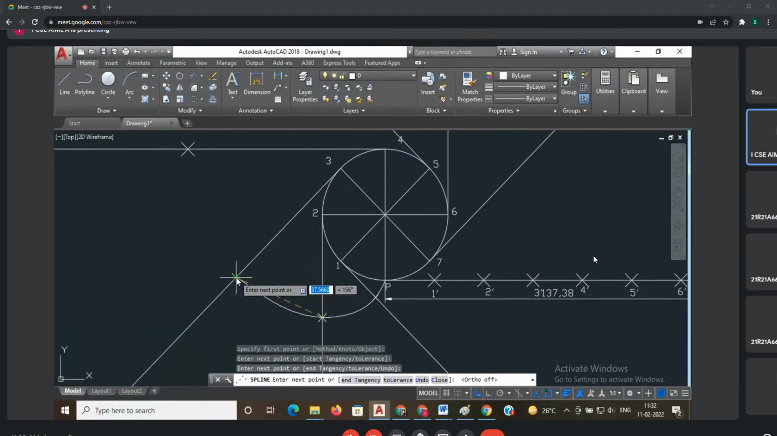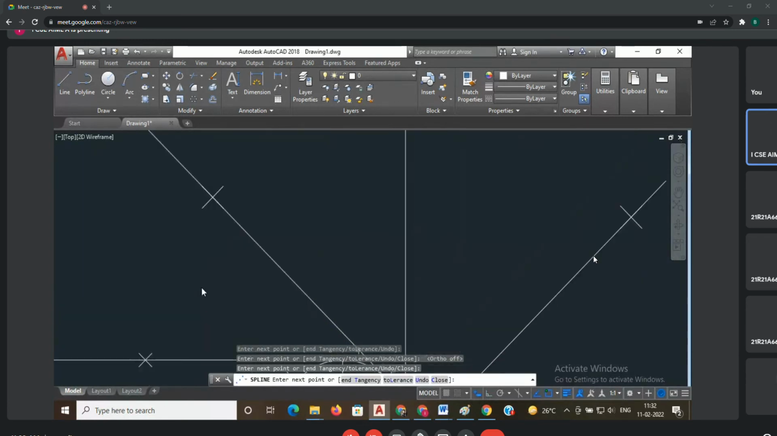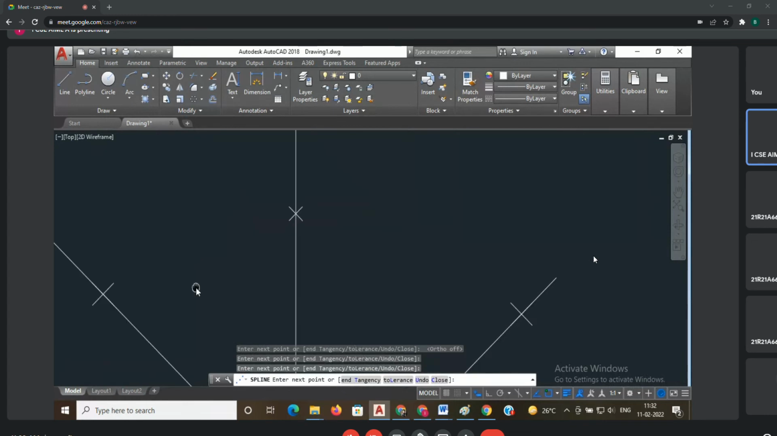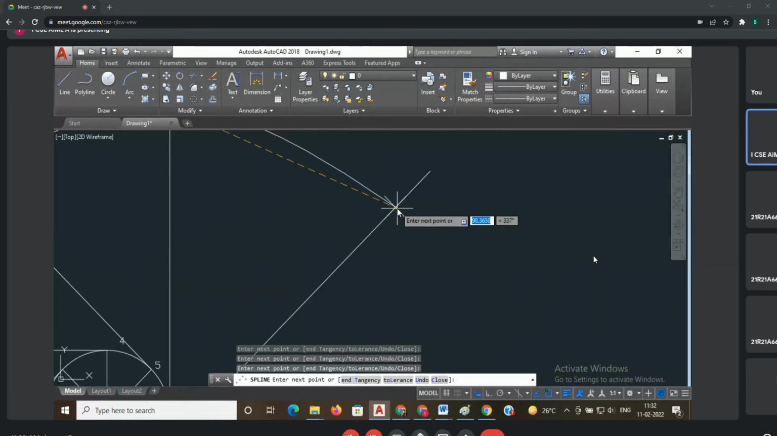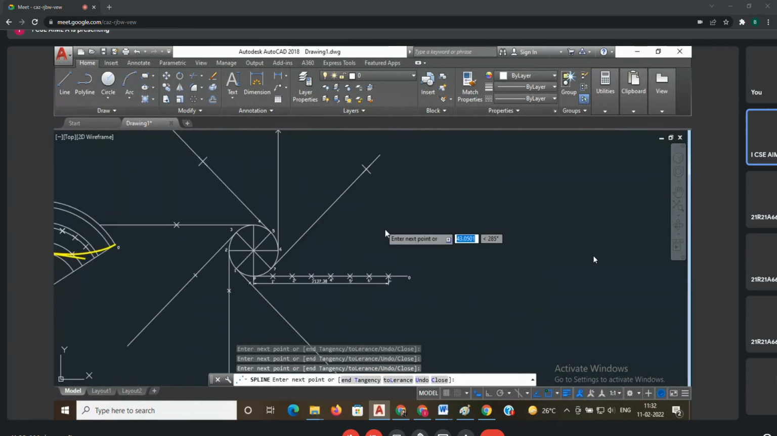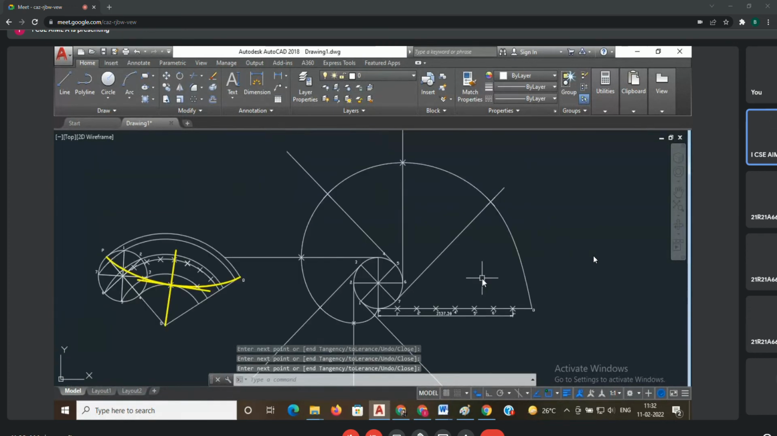Now P3, P4, P5, P6, join all the points with the spline fit. P7 and P8. After selecting the end point, just move the cursor and press enter. This is your involute. Okay.